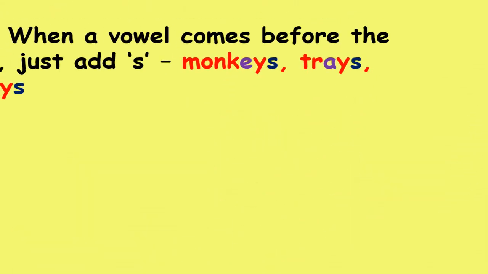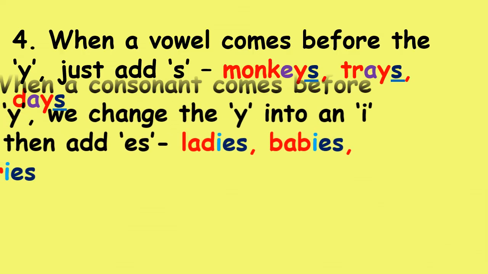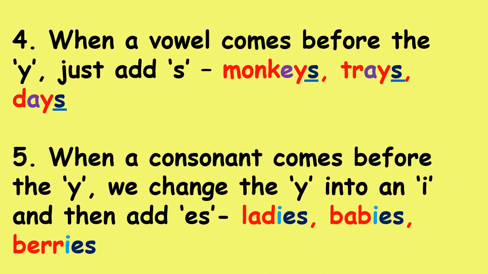As we continue with our rules, when a vowel comes before the Y, we just add S, as in monkeys, trays, and days. When a consonant comes before the Y, we change the Y into an I and then add ES, as in ladies, babies, and berries.